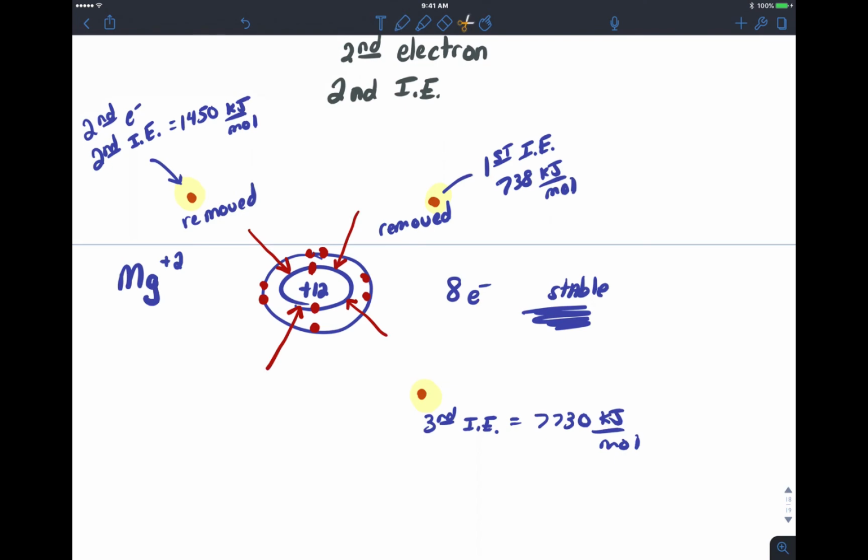If we wanted to, we could, but each time you remove a successive electron, that radius decreases in size. The outer electron comes closer to the nucleus, and it becomes harder and harder and harder for each successive electron to be removed. Okay? All right, so let's wrap this up then.